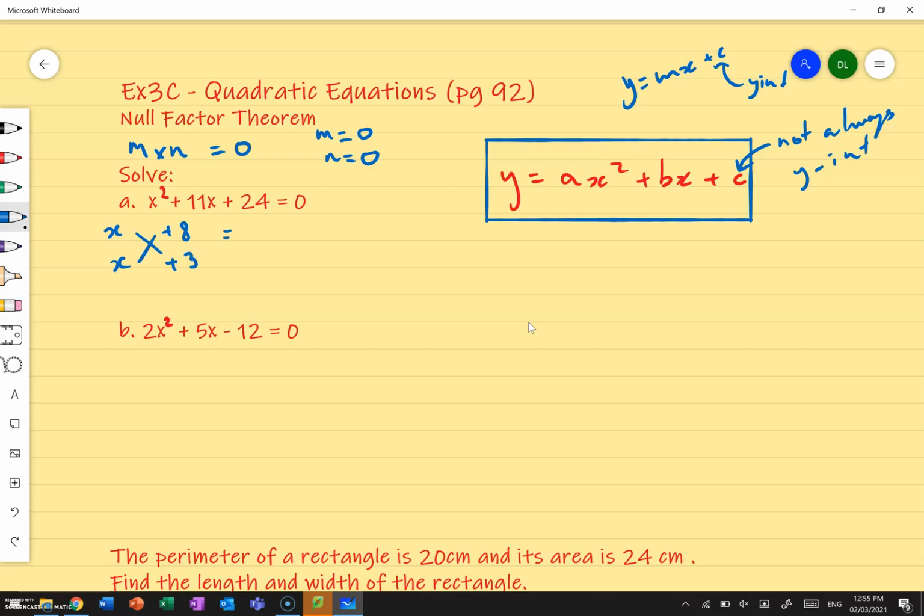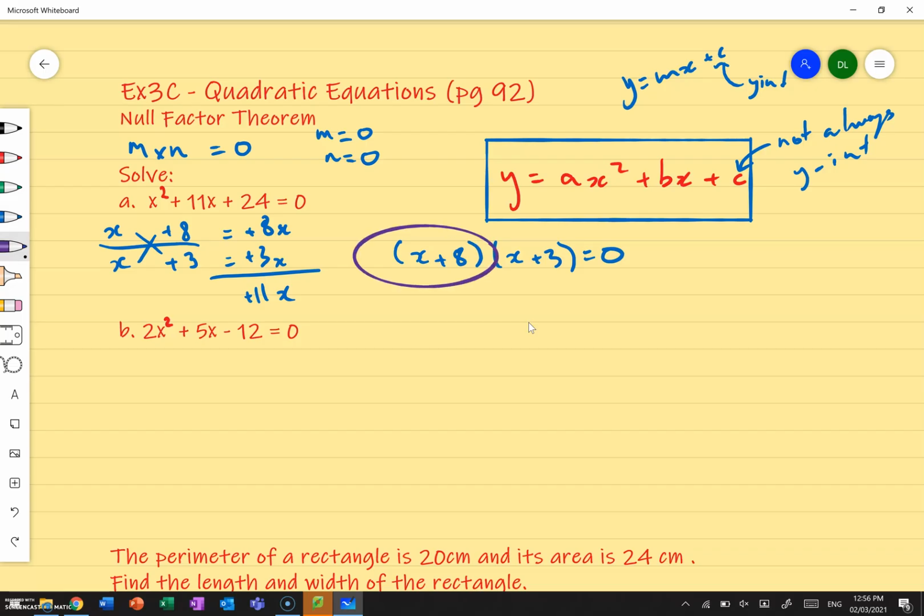Multiply them across, I get x times positive 3 over here, giving me positive 3x. And over these two, I've got positive 8x over here. Once I've done that, I got positive 11x, and so I know that is the correct answer. I'm going to go ahead and write that in our factorized form, where I got (x plus 8)(x plus 3) equals 0. Using our null factor theorem, I know that this right here has to equal 0, or this has to equal 0.